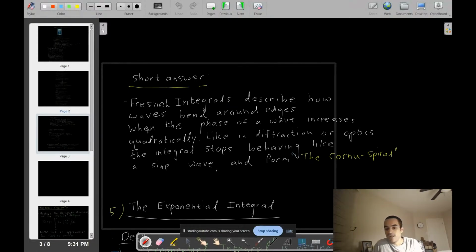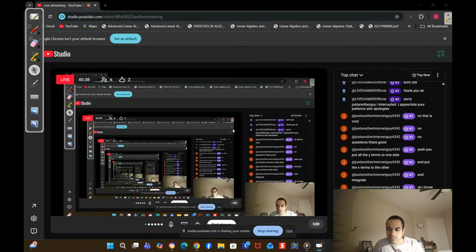I'm sure none of you have heard of what a Cornu spiral is before, right? But that's what happens with Fresnel integrals and Fresnel-type functions. They start behaving like Cornu spirals when we have to deal with diffraction or optics. Anyone know what a Cornu spiral is? Cornu spirals. Anyone know about Cornu spirals?